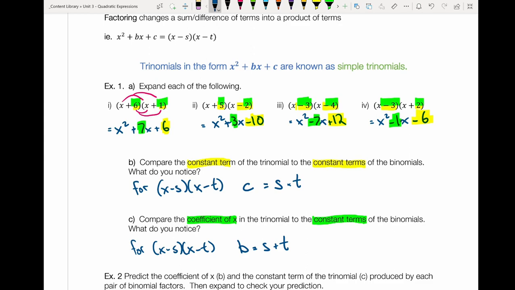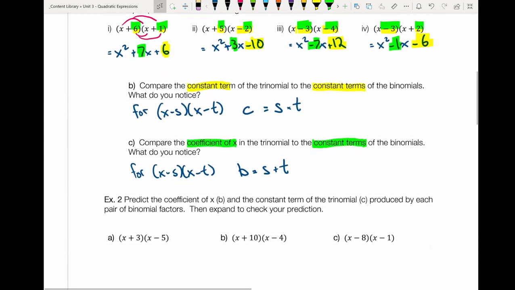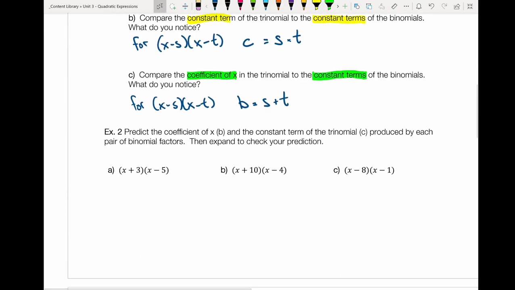So that is what we're going to use to help us factor. But first, again, let's try to go through and at least use this idea to predict what our values for b and c are going to be. So in (x + 3)(x - 5), I want to predict what b is going to equal and what c is going to equal, based on what I've noticed in the past.